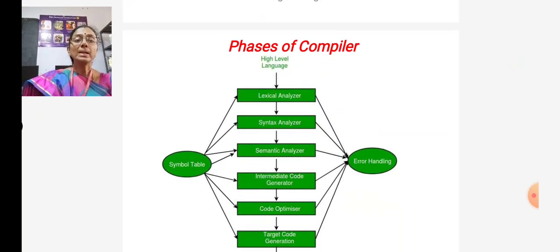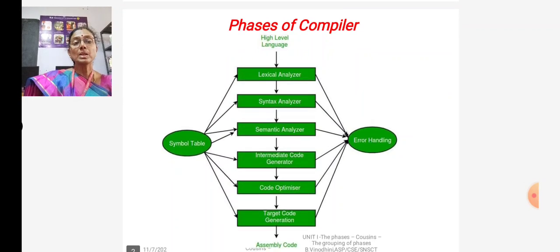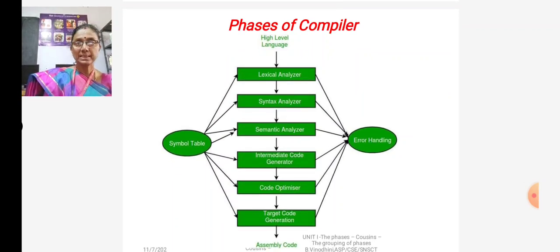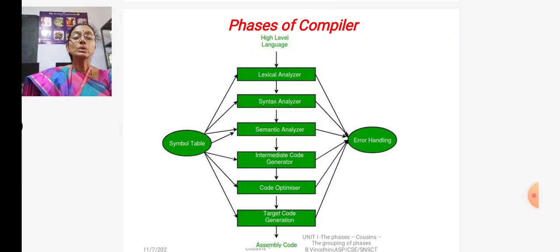So let me recap. What are all the phases of compiler? We have the lexical analyzer phase, next the syntax analyzer, semantic analyzer, intermediate code generation, code optimization, and code generation. So these are all the 6 phases. For all the 6 phases, we have the common symbol table and error handler.